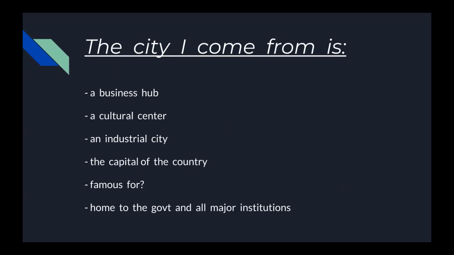So let's start with the first thing, that is the type of city. Whenever the examiner asks you about the city which you are living in, or whatever your hometown is, you'll start by describing the city, like "the city where I come from is...". You'll state whether it is a business hub, a cultural center, an industrial city, or the capital of the country, or if it is famous for something, like tea production or cotton production. It could be a cultural center, something like Paris. A city where almost all of the government or major institutions are located, we can tell them about this.